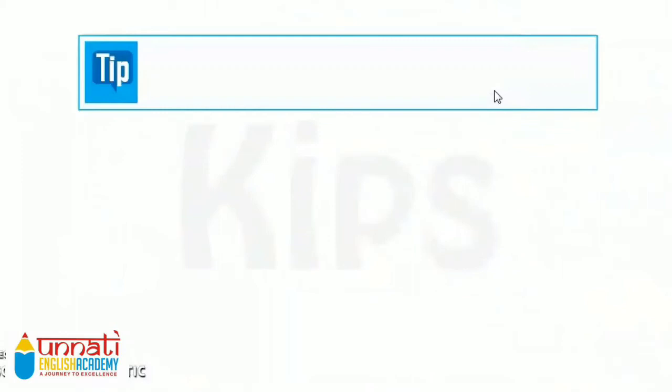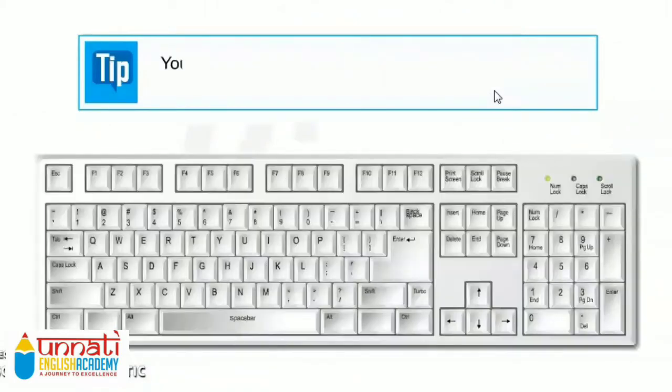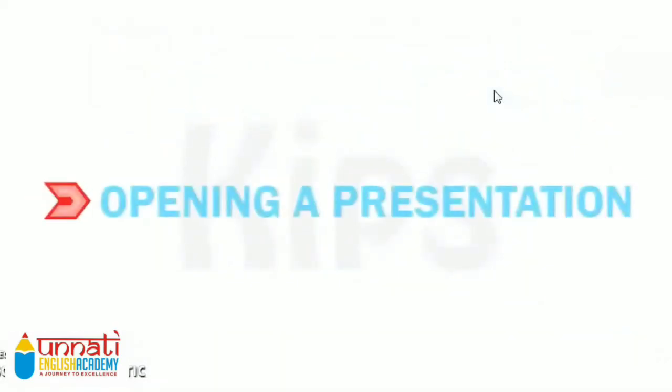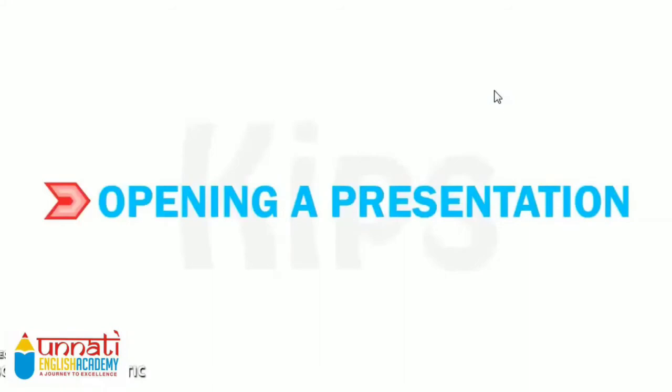You can also save the presentation by using the key combination Ctrl+S that we already know. It is very easy. Ctrl+S is for saving a file or a presentation. Now let's see how to open your presentation that you have already saved.